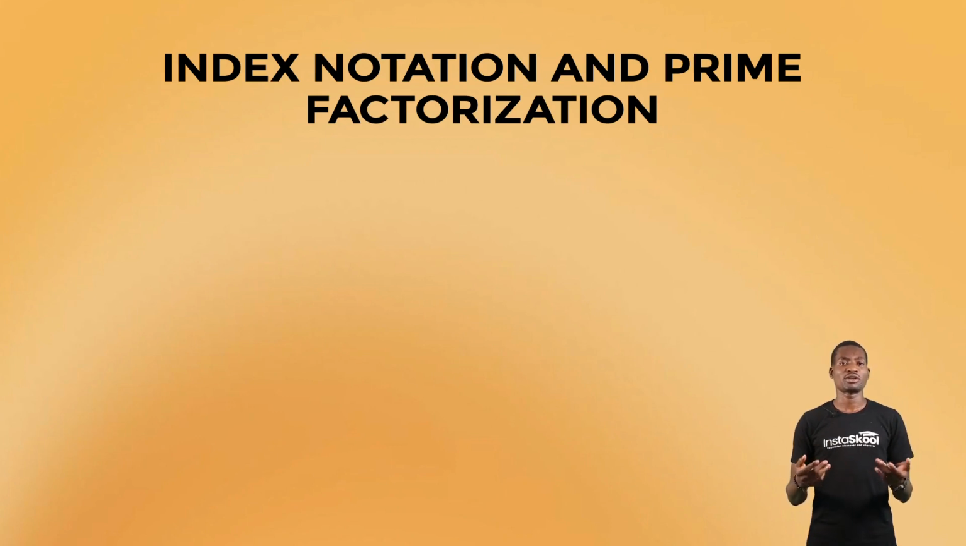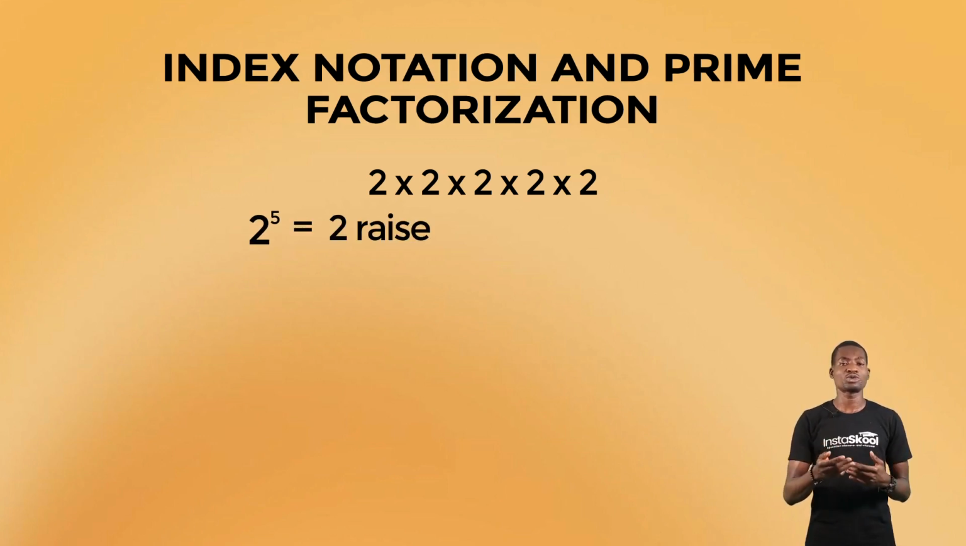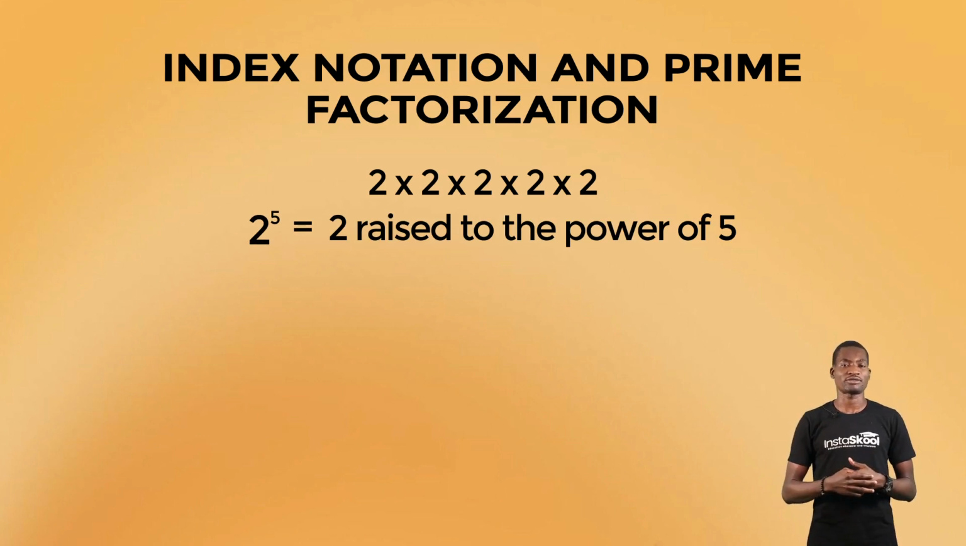Take for example, if I multiply 2 by 2 by 2 by 2 by 2, that is 5 2's that I am multiplying together. A shorthand way of writing that is simply writing 2 with a 5 on top of the 2, which you pronounce as 2 raised to the power of 5.